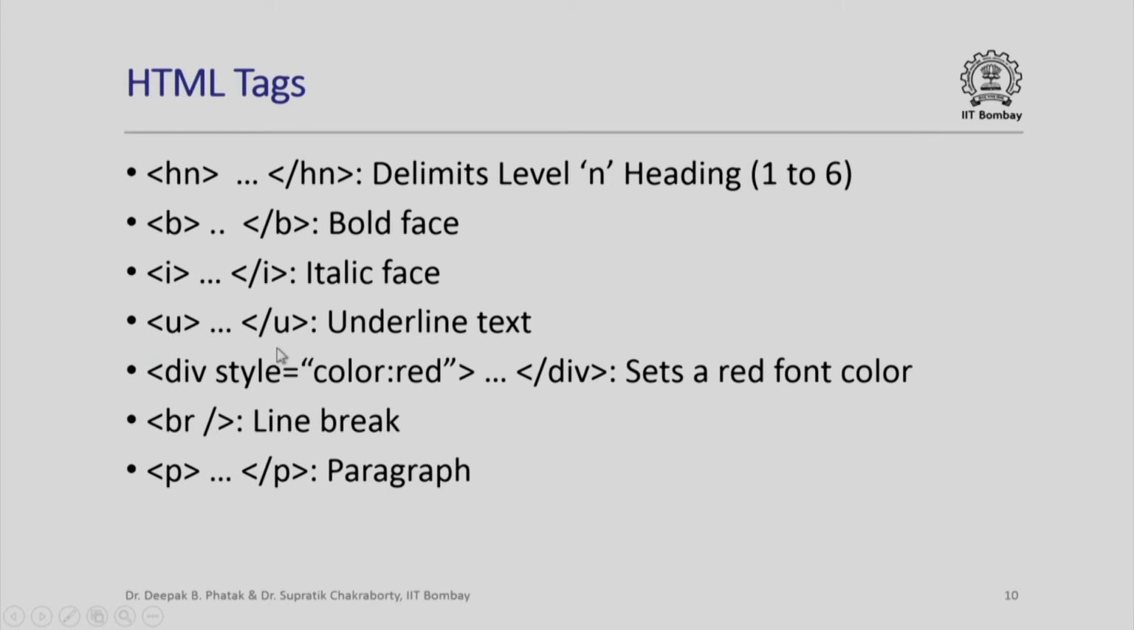If you want to display some text in a different color, then you say div style equal to color colon red and then slash div. So, this is a component of your body which you want to be shown in red color. If you want blue, you can write blue here. If you want black, you can write black here.